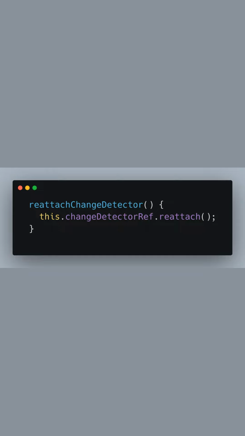Next, we have the reattachChangeDetector method. This is the opposite of the previous method. It calls reattach on the changeDetectorRef. By reattaching the change detector, Angular will once again include the component in the change detection process, checking and updating the DOM if any bindings have changed.